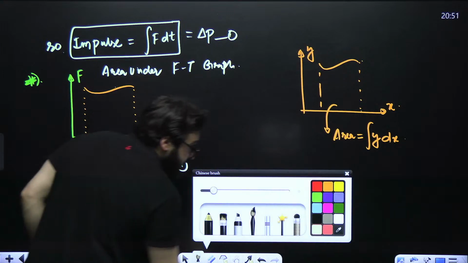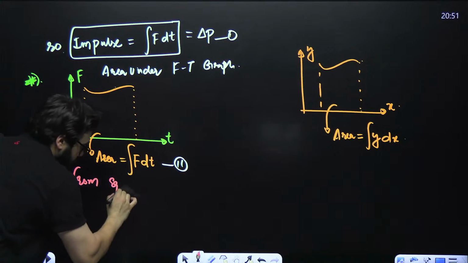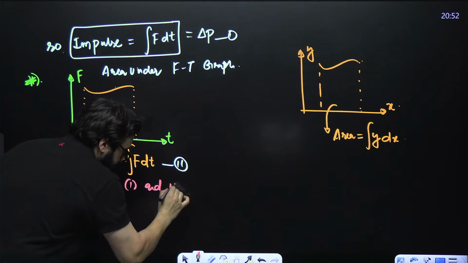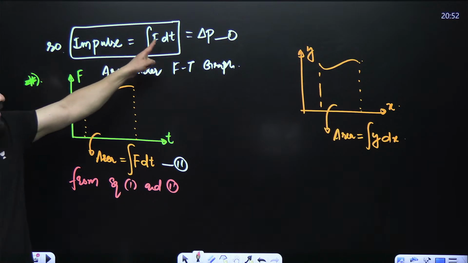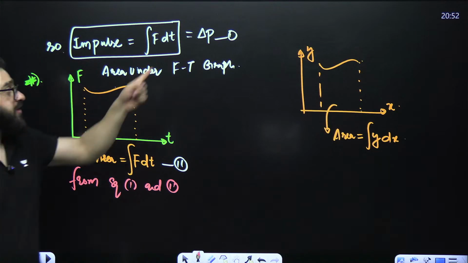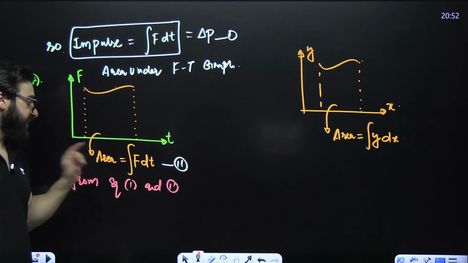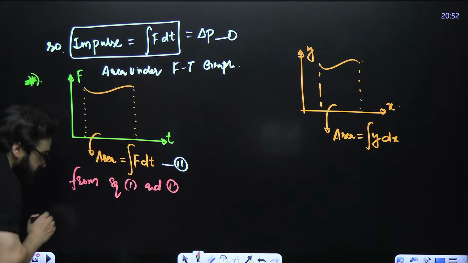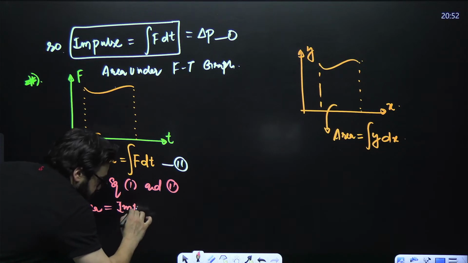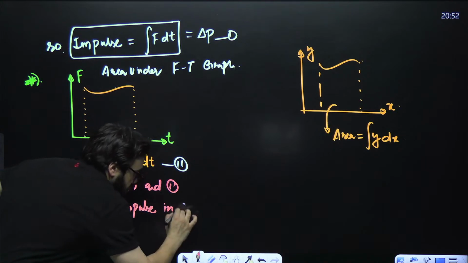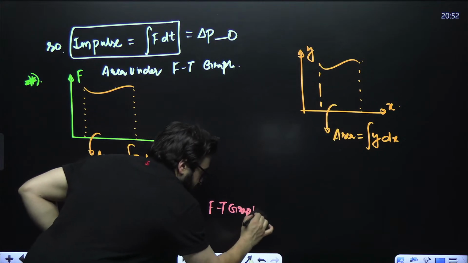Now, tell me one thing. Can I say from equation first and second, guys, from equation first we say integration F dt is impulse or change in momentum, and from equation second we say integration F dt is area. Can I say area is equal to impulse? So we say area is equal to impulse in case of F-t graph, that is force time graph.